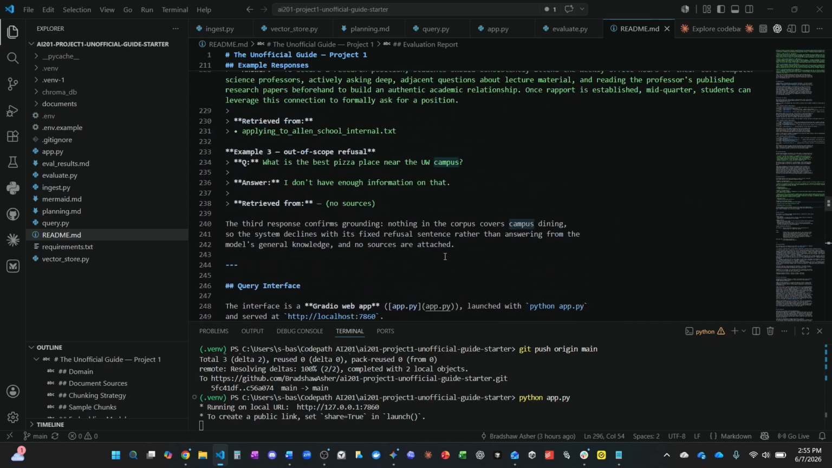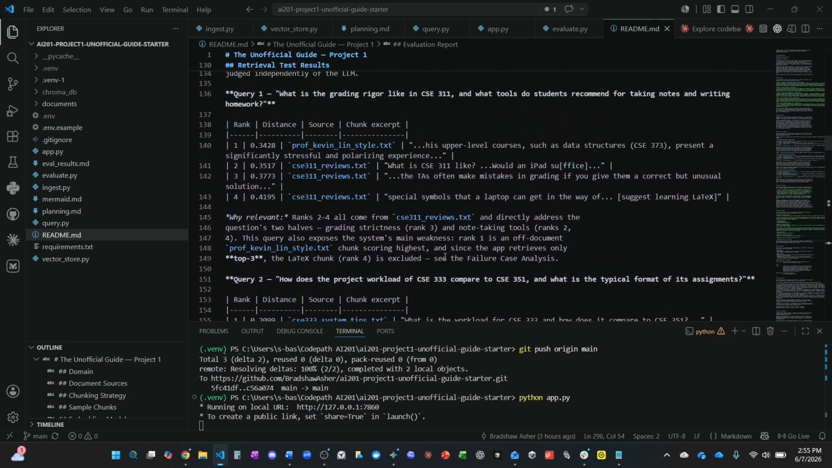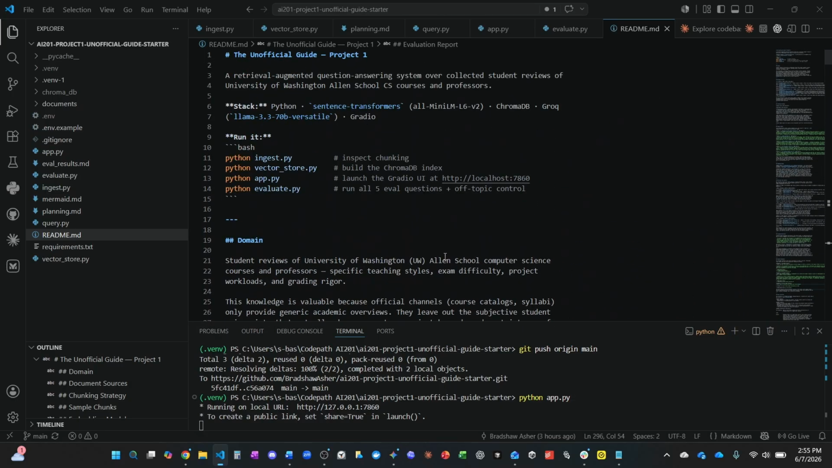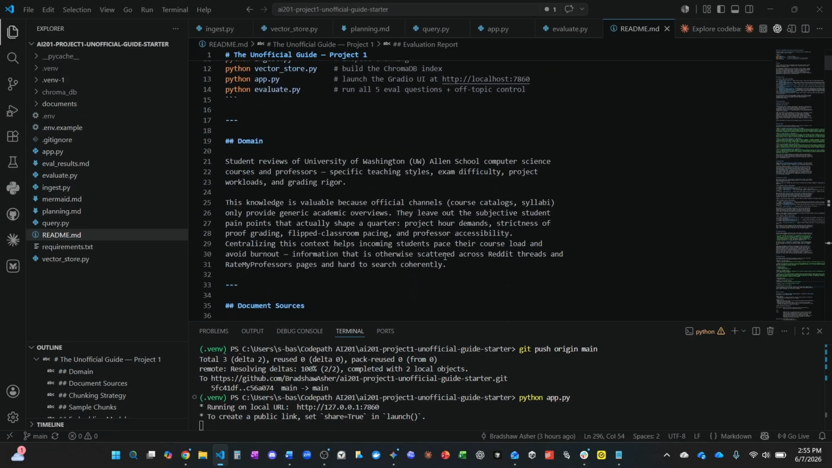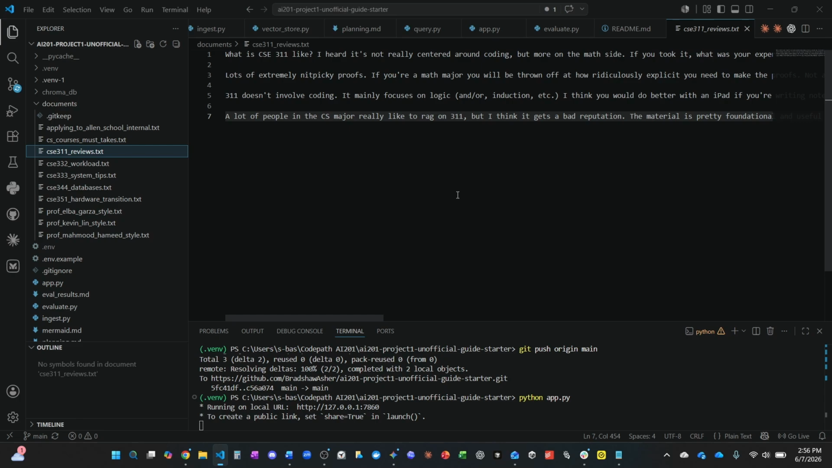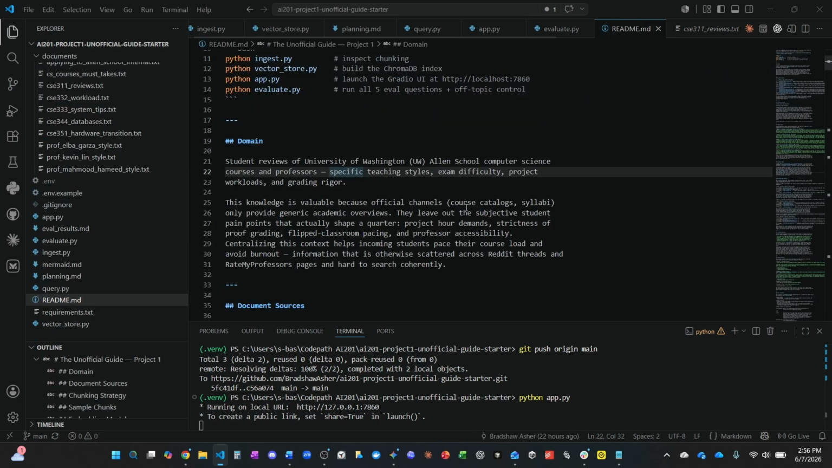So that's the unofficial guide for UW. It's a RAG pipeline that retrieves student reviews, cites its sources, and knows when to say that it doesn't know. The biggest win for me was the grounding and refusal behavior, like for the pizza question. The main limitation is the retrieval breadth on multi-part questions, as well as the fact that I only have like 10 documents that don't have that much text in them. So I didn't give my model a lot to work with. Thank you for watching.